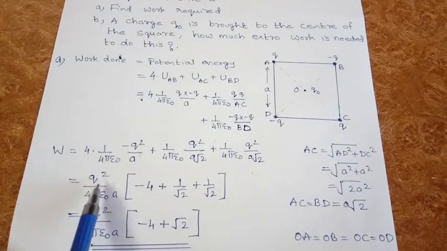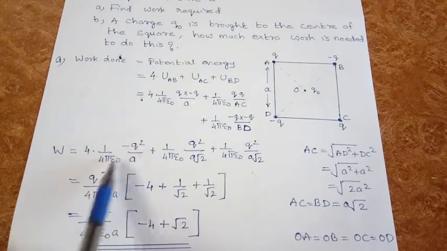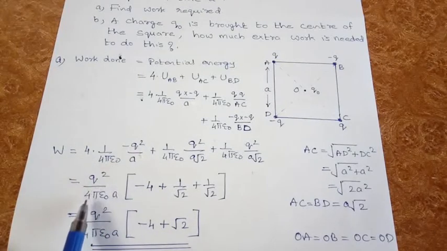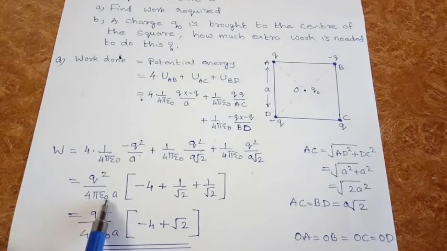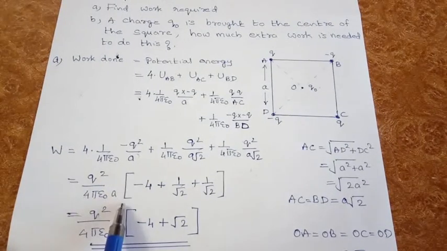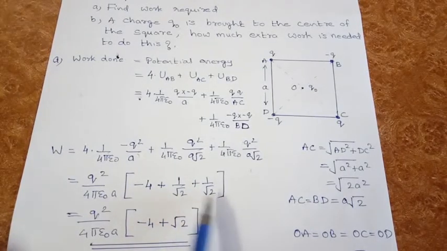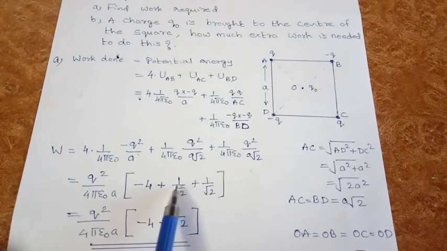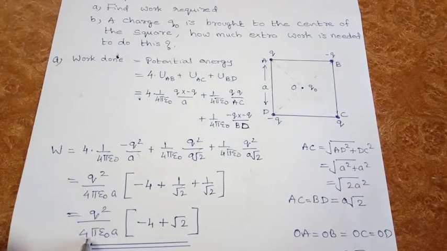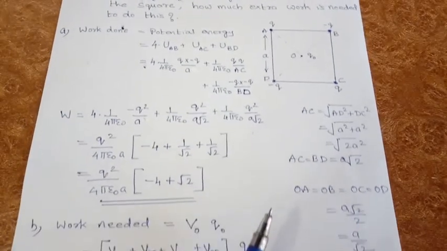Now certain terms can be taken out. I am taking Q square divided by 4 pi epsilon 0 A out. What remains inside the bracket is minus 4 plus 1 by root 2 plus 1 by root 2. So 1 by root 2 plus 1 by root 2 will be 2 by root 2, that will be root 2. Therefore the result will be Q square divided by 4 pi epsilon 0 A into minus 4 plus root 2. This much work is needed to assemble the system of charges from infinite separation.